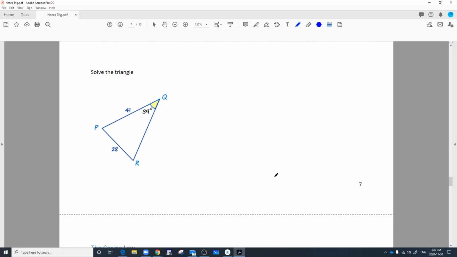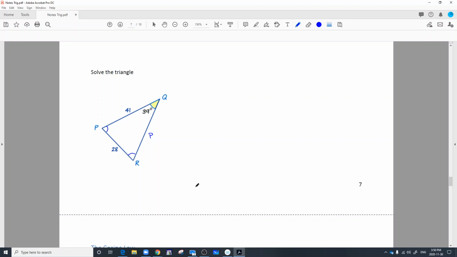So now here's the ultimate question. This question says solve the triangle. So what don't we know? Well, we don't know angle P, we don't know angle R, and we don't know side P. So we have 3 things that we need to solve for. And we need to first off notice that this is not a right angle triangle. So when you're doing your test, for example, you're just going to say solve the triangle, and you have to decide, well, what type of triangle is this? What am I allowed to use?